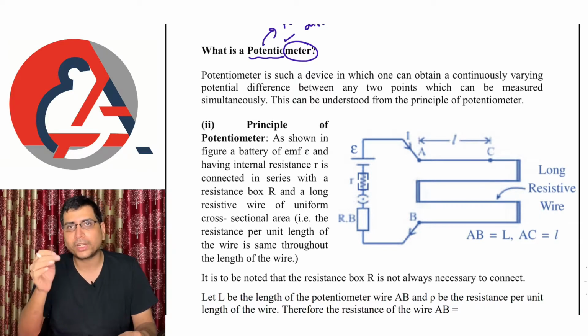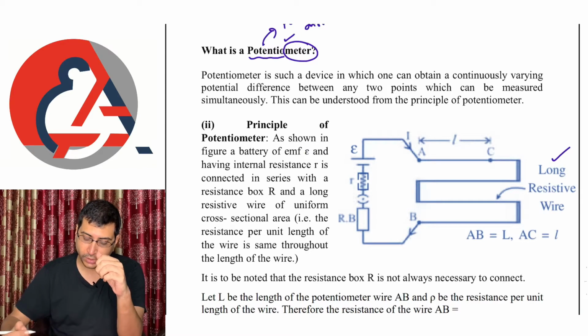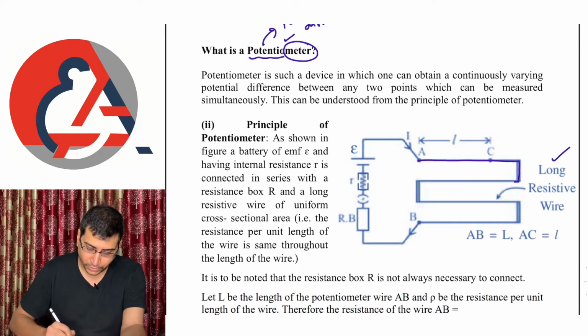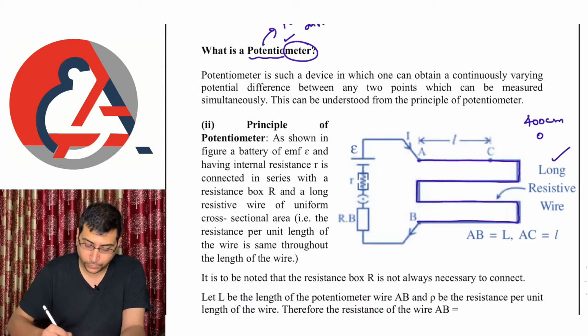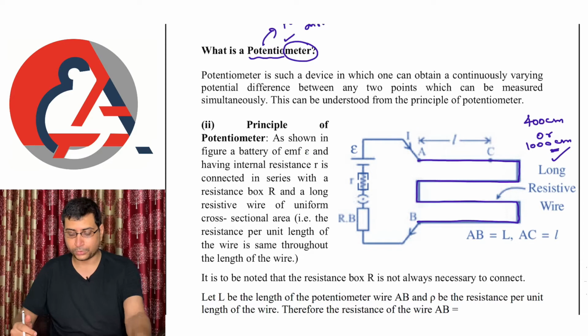potentiometer. Before we find the principle, let's first understand how the potentiometer actually looks. If you take a long resistive wire and bend it in the form represented in this diagram, then this particular part forms the potentiometer. Generally, you will have potentiometers where the wires are of 400 centimeter or 1000 centimeter. These are the two kinds of potentiometers that are generally used.